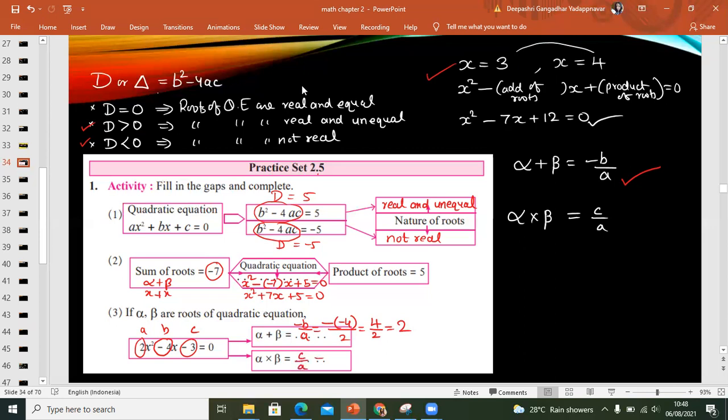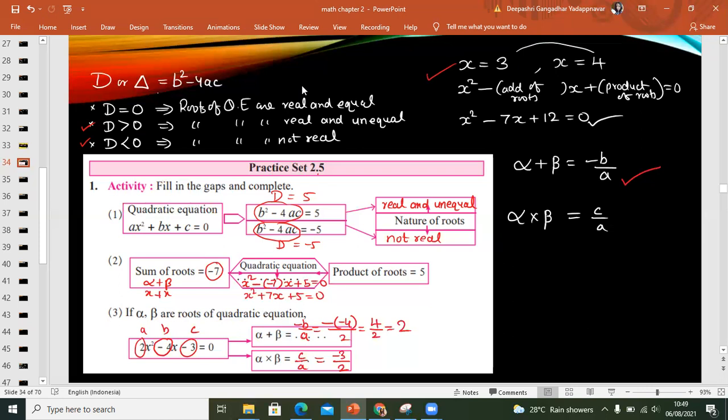Similarly, alpha multiply beta, that is when you find the product of the roots, the formula is c divided by a. So c in this case is negative 3 and a value is 2. We cannot divide this further, and neither are we interested in getting the answer in decimal point. If you want to write the answer in decimal point, you can. But this is enough for us to write in the fraction form. So these are the answers for this question.